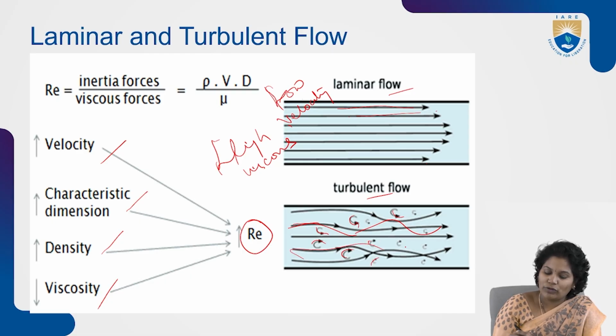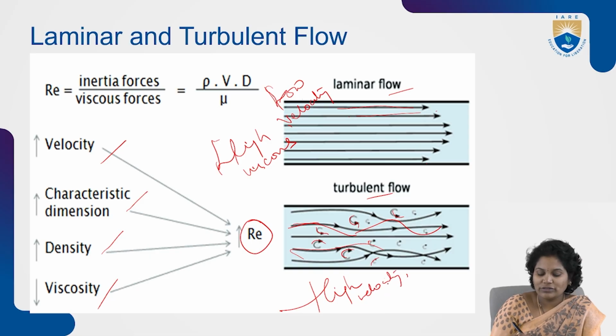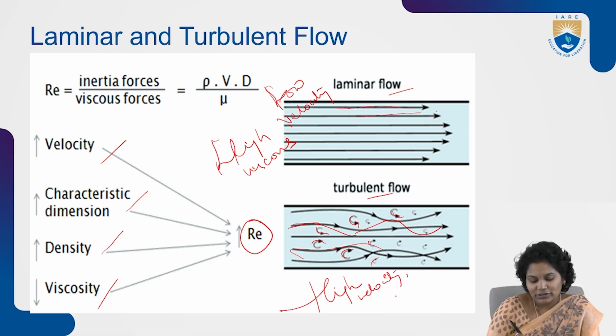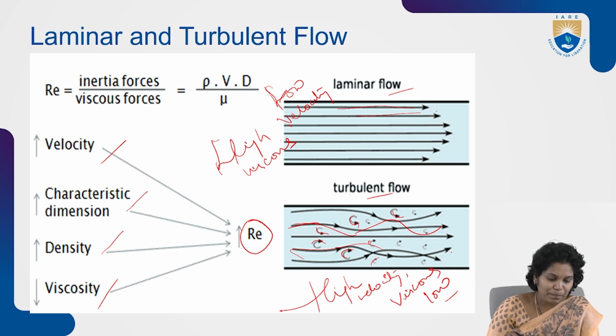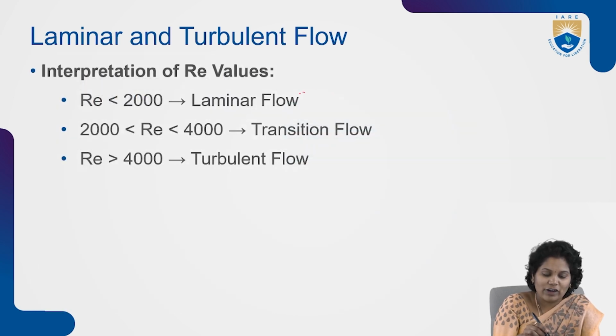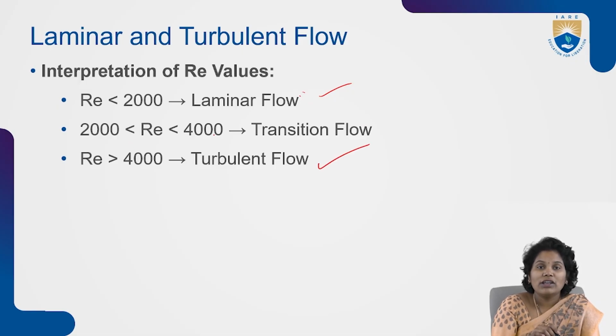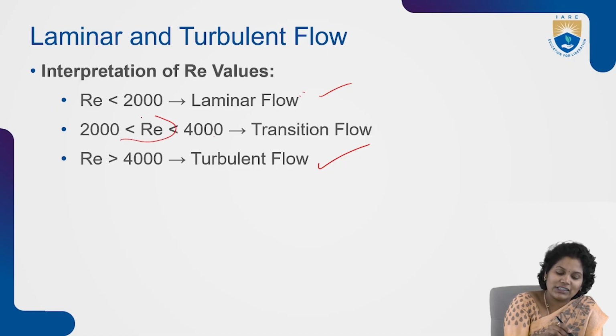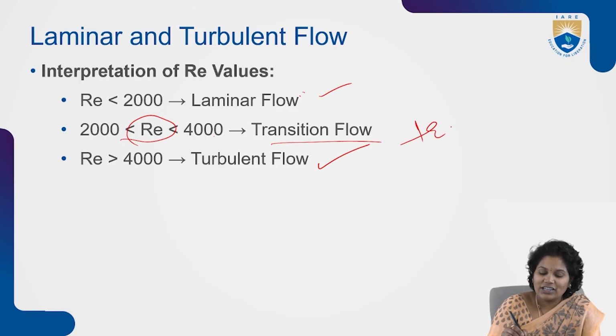So this is the turbulent flow, with high velocity and the viscous nature is low, right? If the Reynolds number is less than 2000, it is laminar flow. If the Reynolds number is greater than 4000, it is turbulent flow. If the Reynolds number is between 2000 and 4000, we call this a transition state, right?